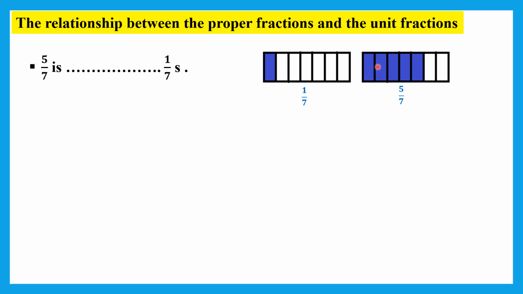This one part is equal to 1 seventh. Again this one also is equal to 1 seventh, 1 seventh, 1 seventh and 1 seventh. So if we add these 5 parts together we can get 5 sevenths. So the answer is 5. 5 sevenths is equal to 5 1 sevenths.